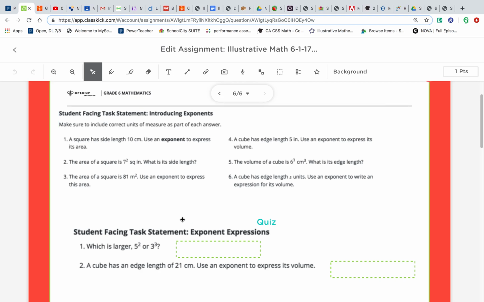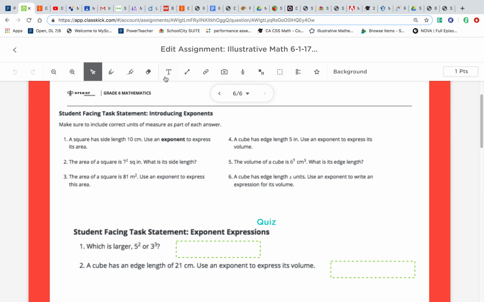But for the top part here, this should help you for the quiz. So we want to include the correct units of measure as part of each answer. Okay, so number one says a square has a side length of 10 centimeters. Use an exponent to express its area. Well, if it's a square, we know that all of its sides are the same length, right? So the formula for area is base times height. And since it's a square, it's going to be 10 times 10.